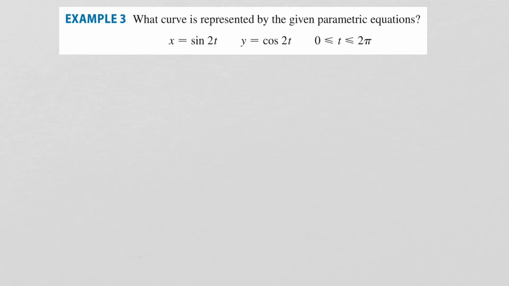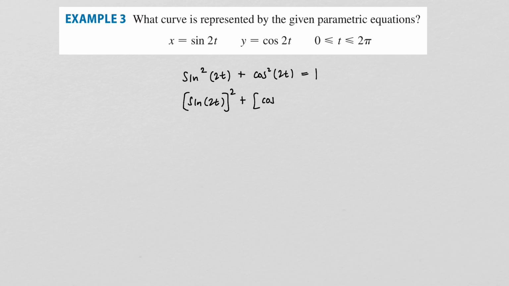So here is a slight play on the last example. What curve is represented by the given parametric equations? x equals sine of 2t, and y is equal to cosine of 2t. Well, again, we know from trigonometry that sine squared of any angle, including 2t, plus cosine squared of the same angle is always equal to 1. But sine squared of 2t is the same as sine of 2t, quantity squared, and cosine squared of 2t is cosine of 2t, quantity squared, is equal to 1.